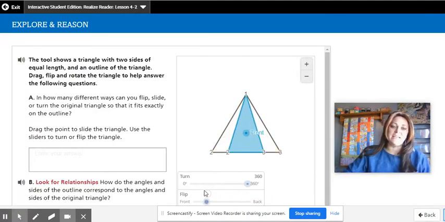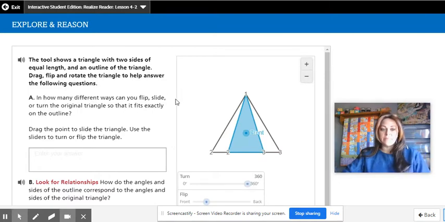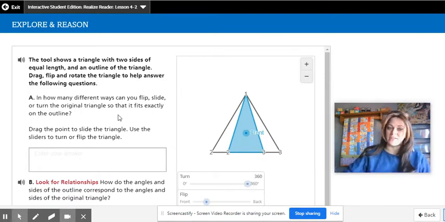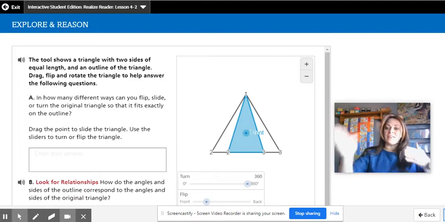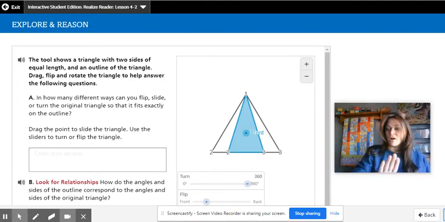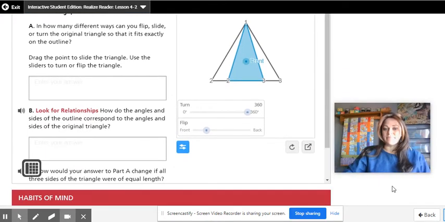And then there's the back. Okay, so it says, in how many different ways can you flip, slide, or turn the original triangle so it fits exactly on the outline? So that means it's mapping onto itself. So drag and drop, you're looking for relationships.